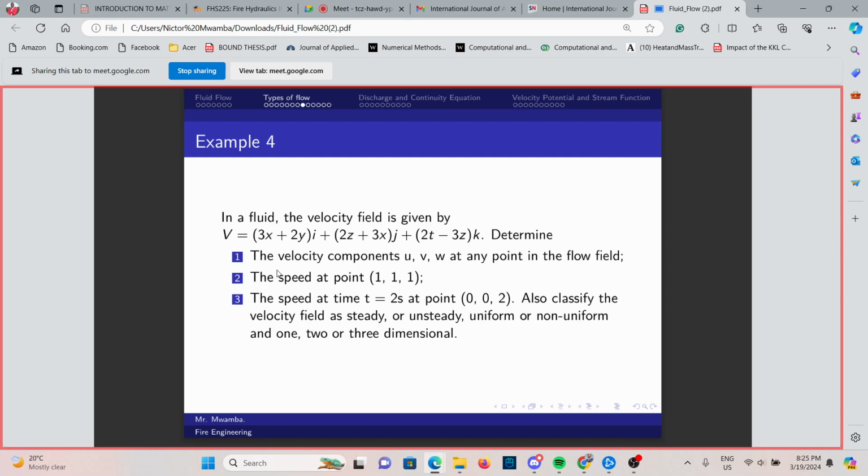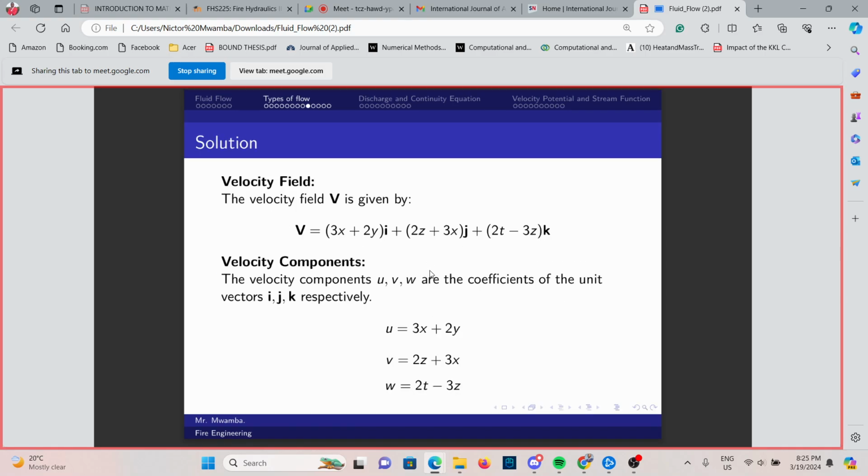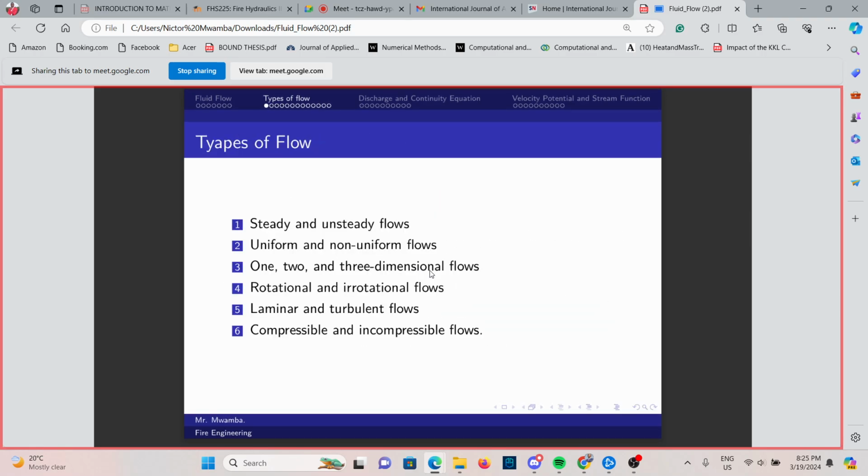The next question is saying determine the speed at point 1, 1, 1. So they're saying find the speed when x is 1, when y is 1, and when z is 1. So how do you find the speed? The speed is a resultant velocity. And remember the formula for the resultant velocity?